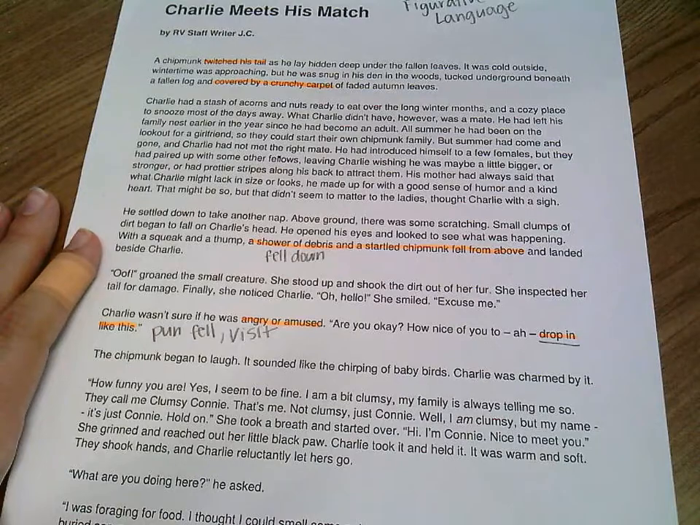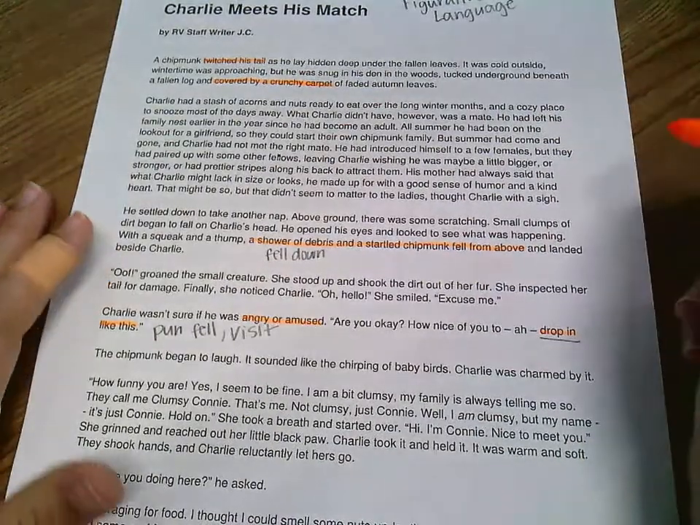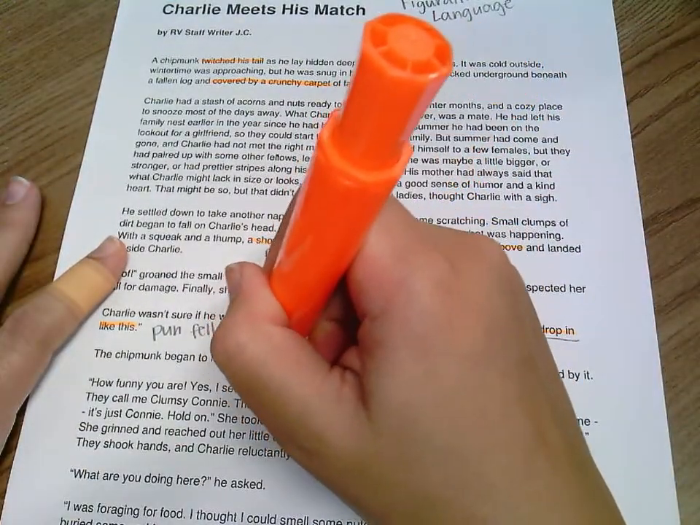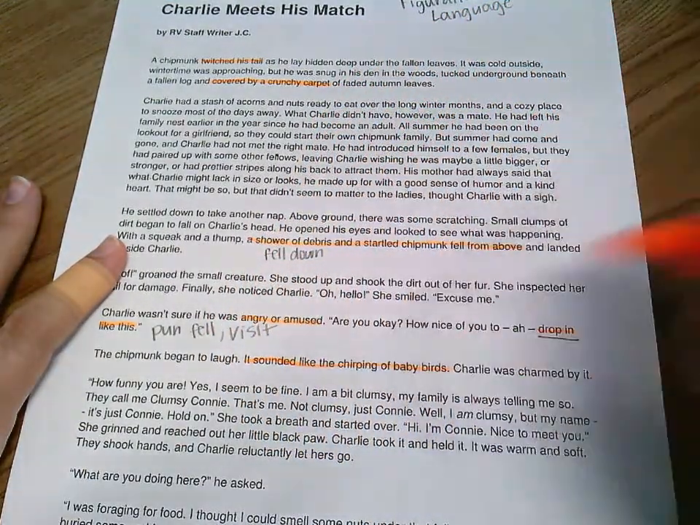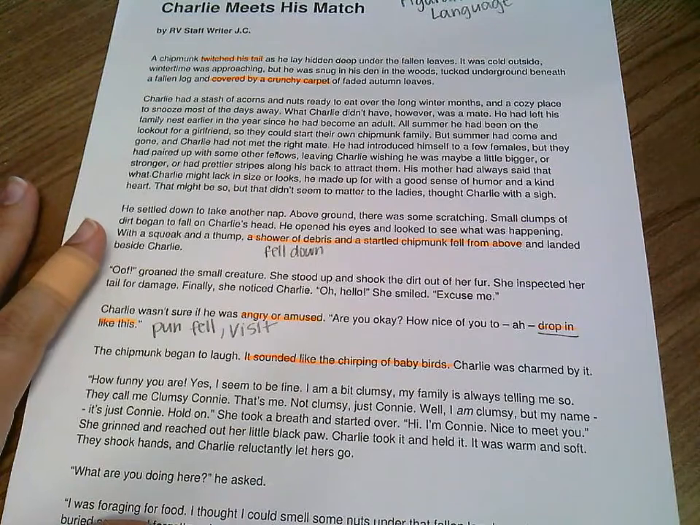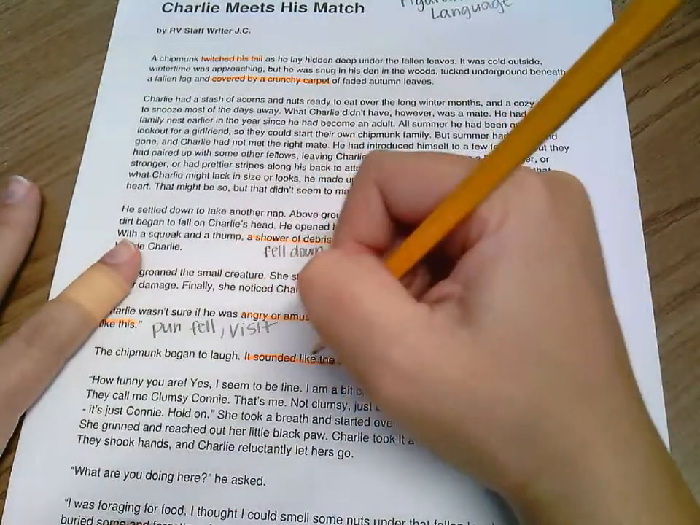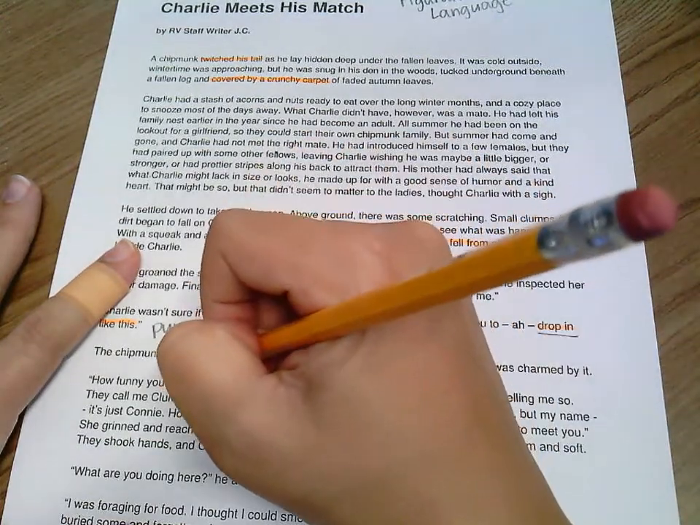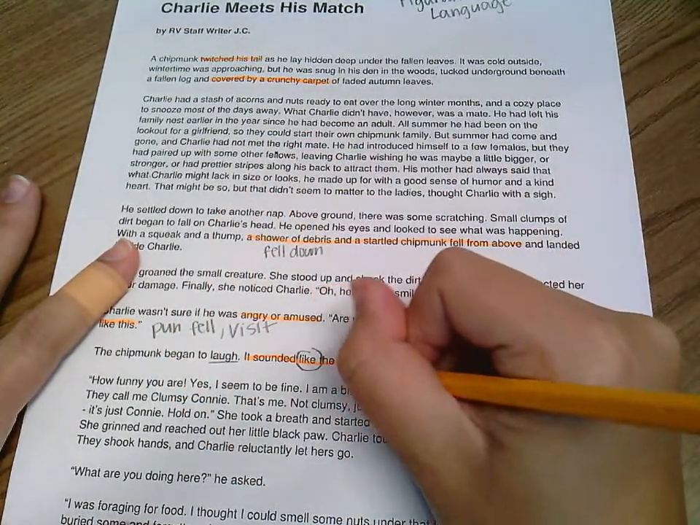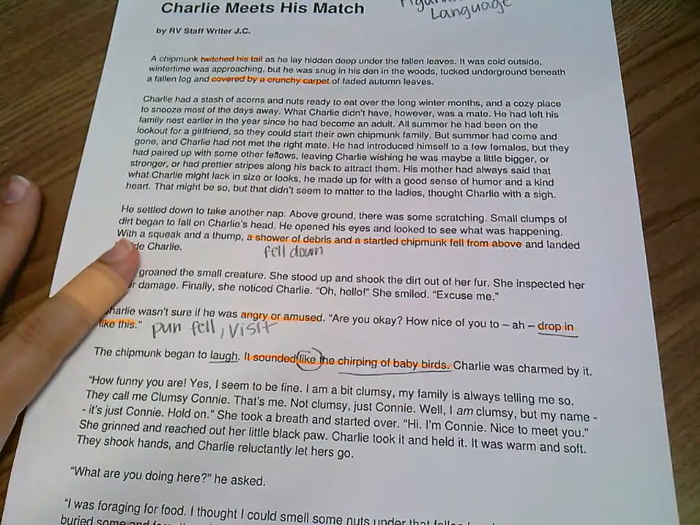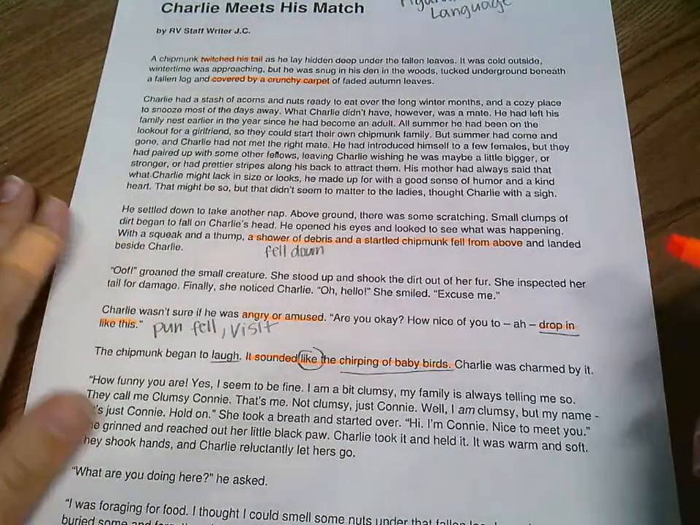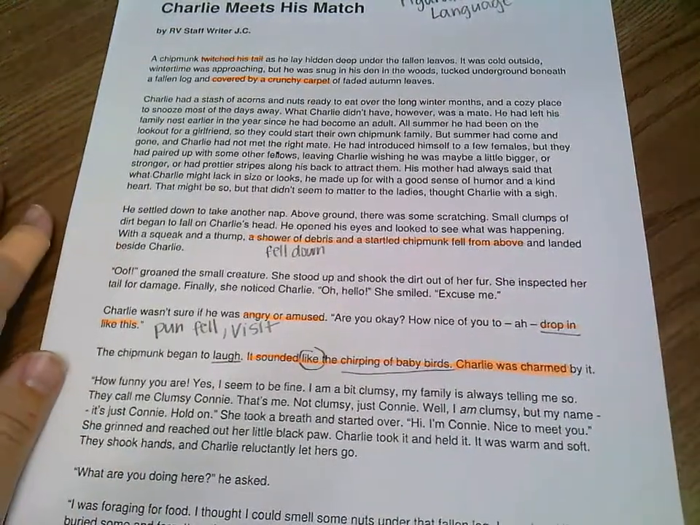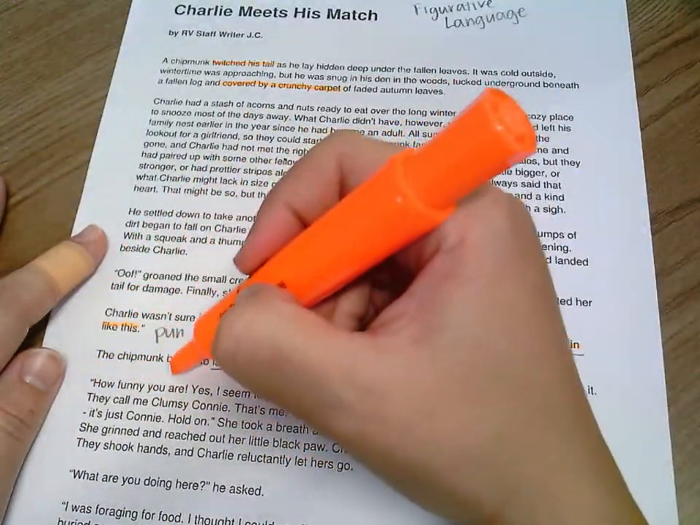The chipmunk began to laugh. It sounded like the chirping of baby birds. Charlie was charmed by it. So right here is an example. This is a simile. So right here, it sounded like the chirping of baby birds. It compares the chipmunk's laugh to the chirping of baby birds. So it must be a pretty nice laugh. Charlie was charmed by it. Again, alliteration.